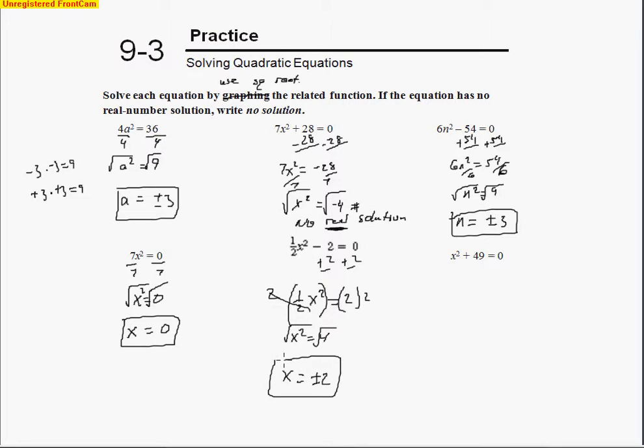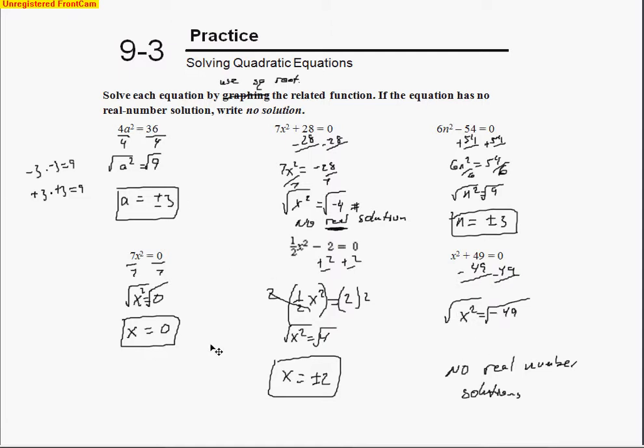On this one, I have to subtract the 49, and everything looks good except, hey, I've got that negative sign again, so x squared is equal to a negative number, and we can't take the square root of a negative number and get real solutions. And so we're going to say there are no real number solutions. And so that's what we'll end up saying for that answer there.